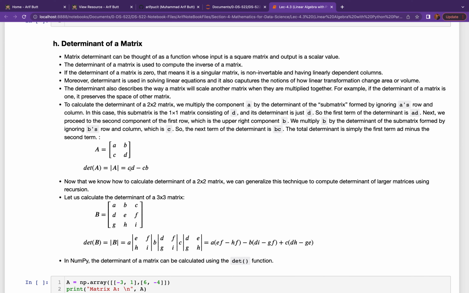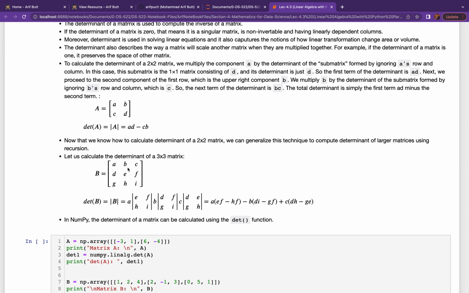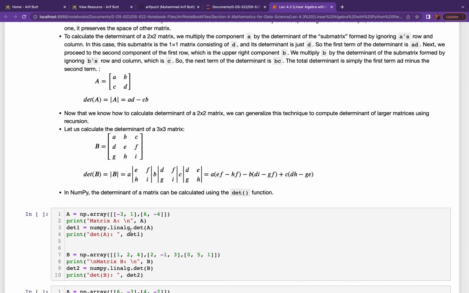We have seen at secondary school level how we can calculate the determinant of a matrix, and the process is described over here. In Python, you can calculate the determinant of a matrix using the det method over here, this det method.